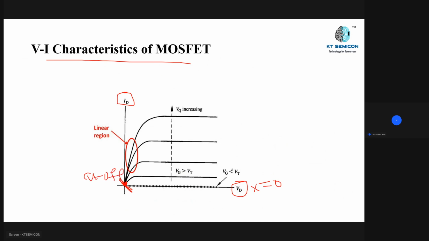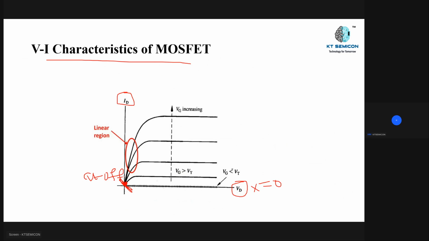So this point is known as the cutoff region. Why? Because my VD is 0 and at that time my ID is also 0. Whenever we are not applying any voltage, which means my VD voltage is equal to 0, there is no conduction of current in between source and drain. That's why ID is also 0. So this is the cutoff region.